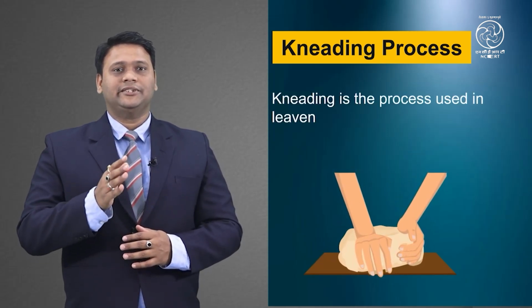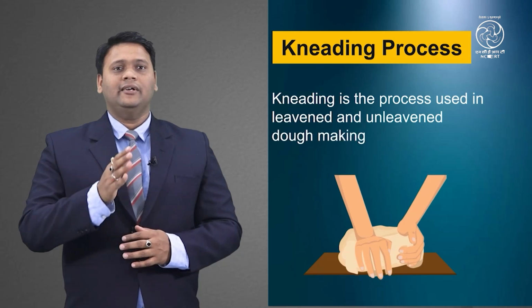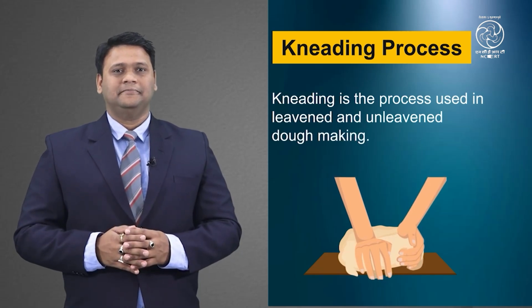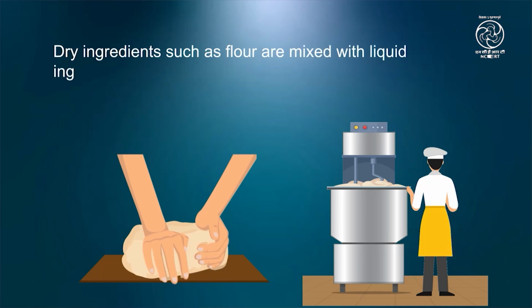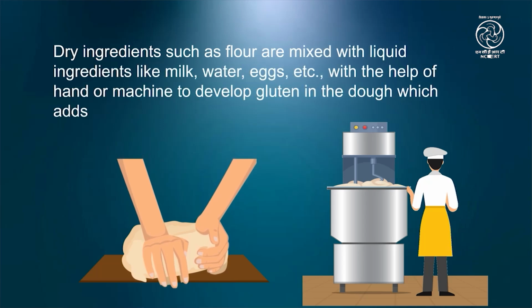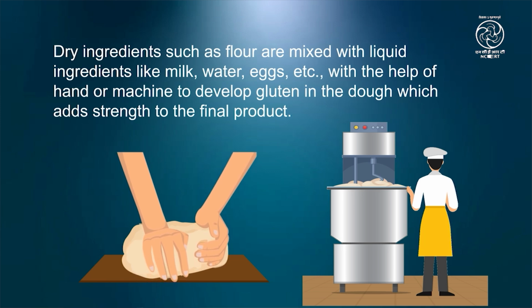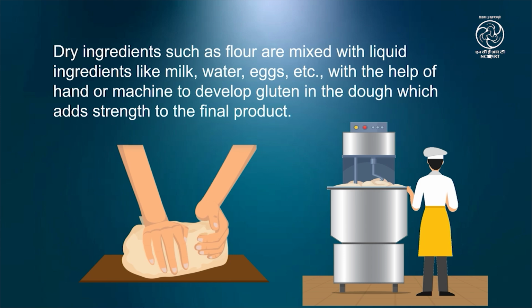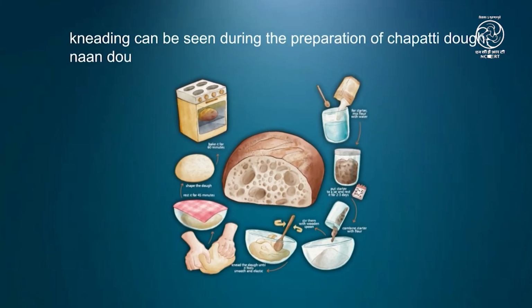Next is kneading process. Kneading is the process used in leavened and unleavened dough making. Dry ingredients such as flour are mixed with liquid ingredients like milk, water, eggs, etc. with the help of hand or machine to develop gluten in the dough, which adds strength to the final product. Students, kneading can be seen during the preparation of chapati dough, naan dough, bread dough, puff dough, etc.